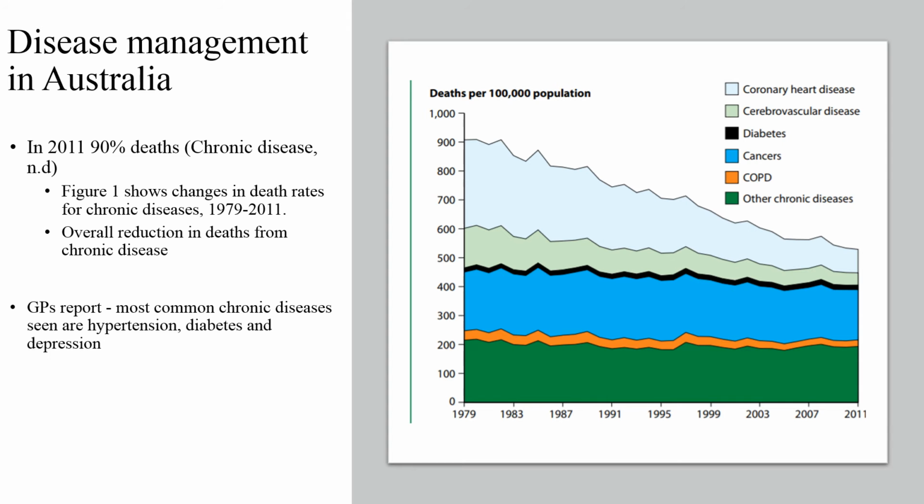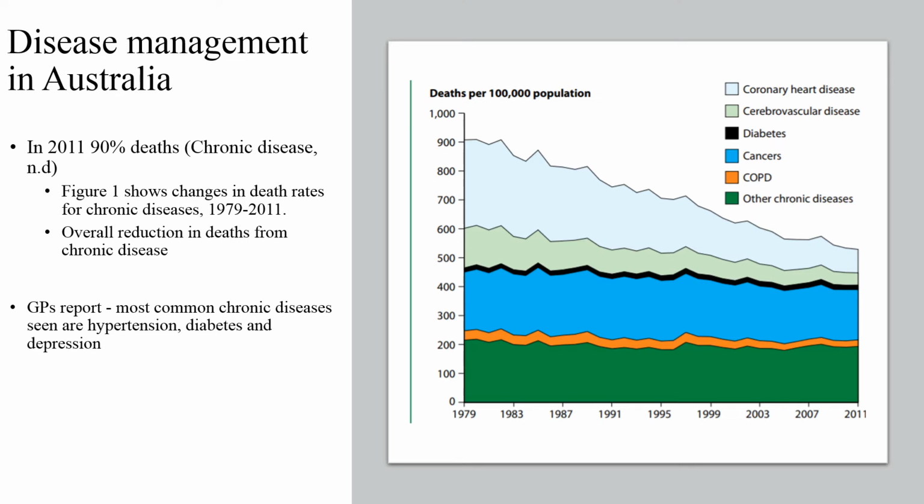So let's talk about Australia. Disease management in Australia. Australia is interesting because they have, and this is my personal opinion, one of the best, including the UK, public health insurance coverage.